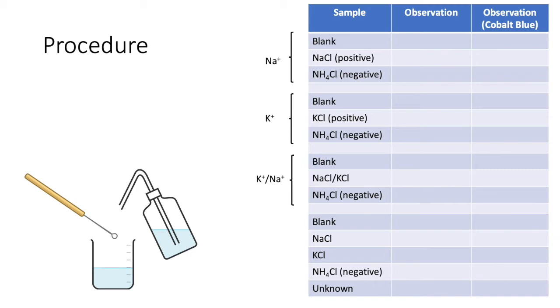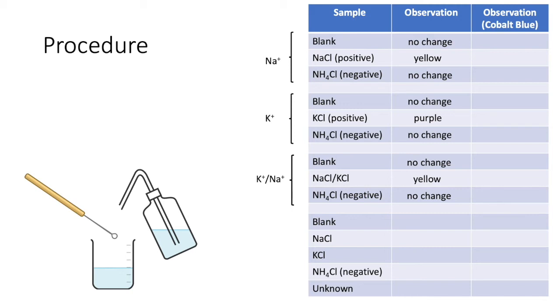You should find that all of your blanks and all of your negative controls produce no change in the flame color, while the sodium ions produce a bright yellow color, and the potassium ions produce a purple or violet color. In the mixed sample, you might think that you would see both colors, but in fact, the yellow is so bright that it overwhelms the purple entirely, and all you see is yellow.